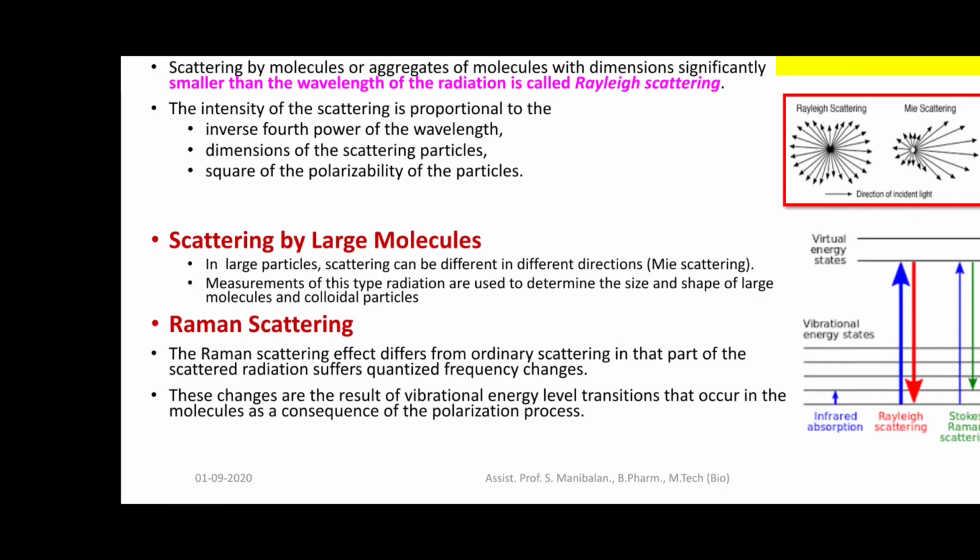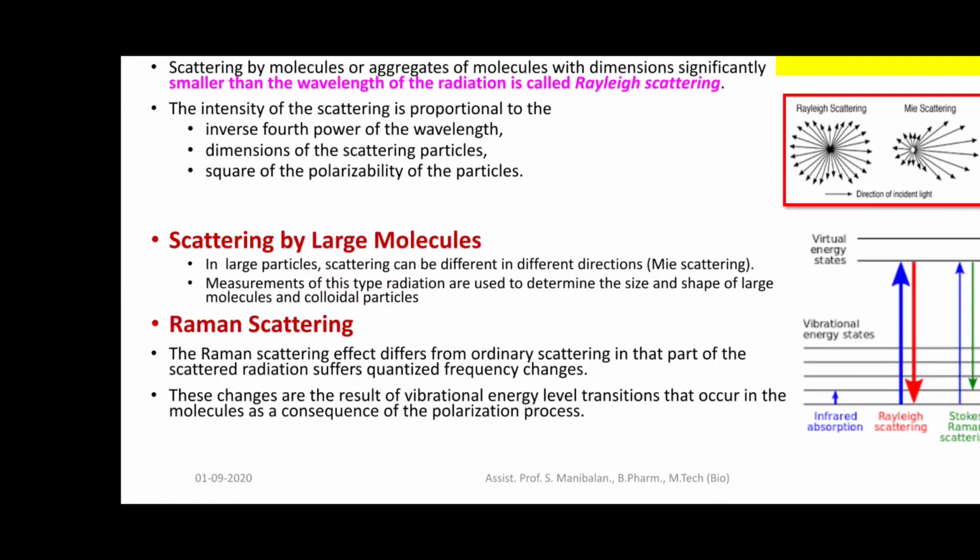Measurements of this type of radiation are used to determine the size and shape of large molecules and colloidal particles. These are the applications of Mie scattering. Next, Raman scattering, which is different from Rayleigh scattering and Mie scattering. This effect differs from ordinary scattering in that part of the scattered radiation suffers quantized frequency changes.